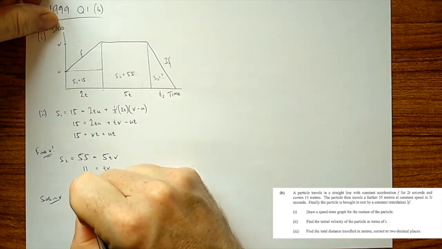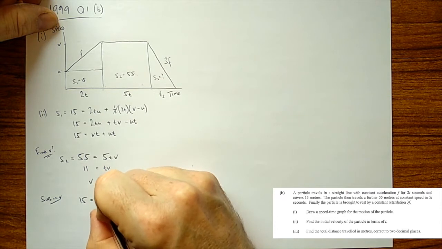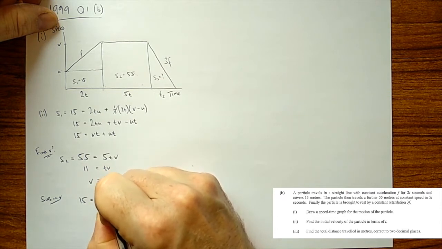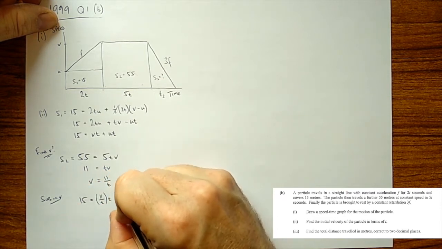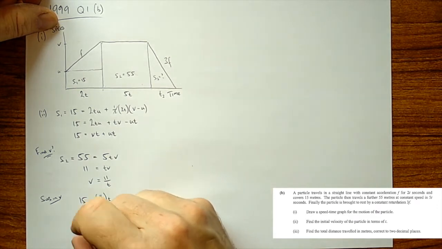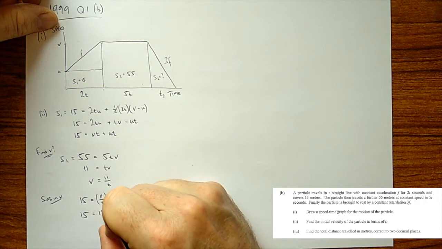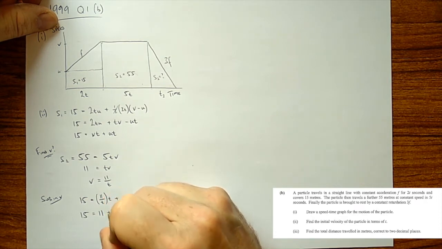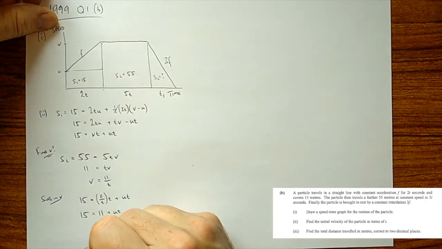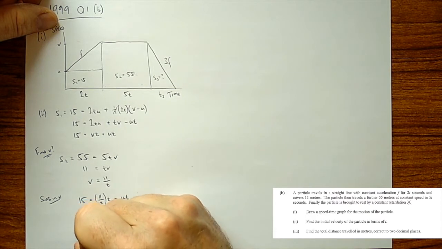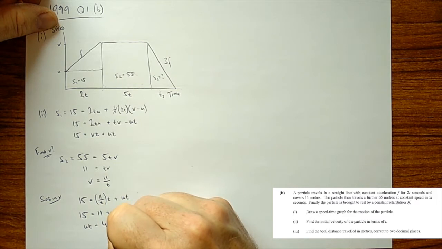So we have 15 equals 11 over t by t. You can see where this is going, plus ut. So 15 equals 11 plus ut. We have a little bit of space left here. So ut equals 4.